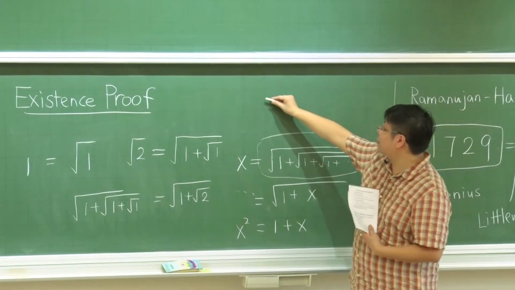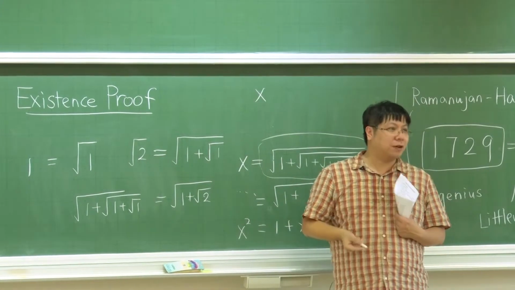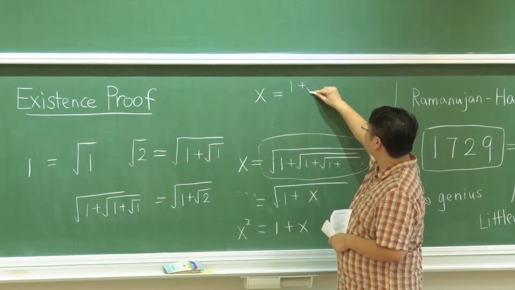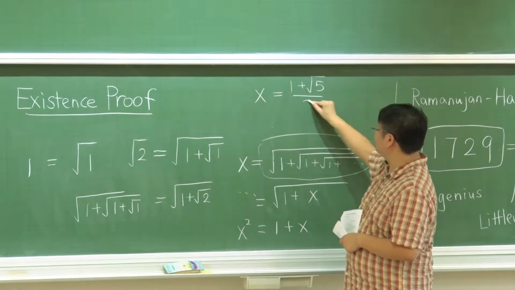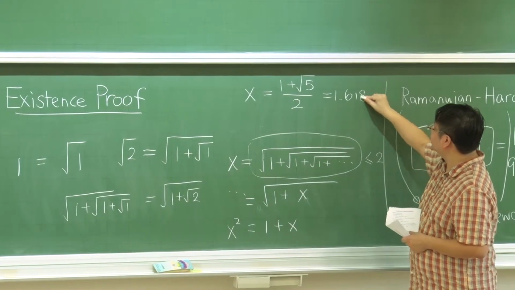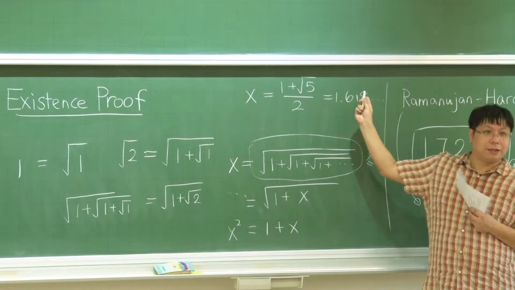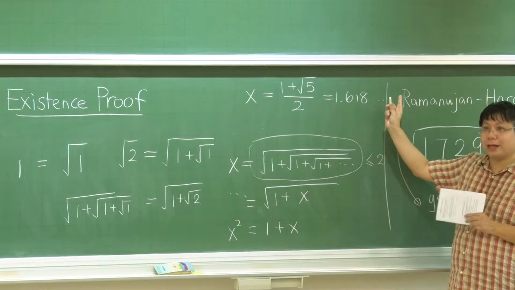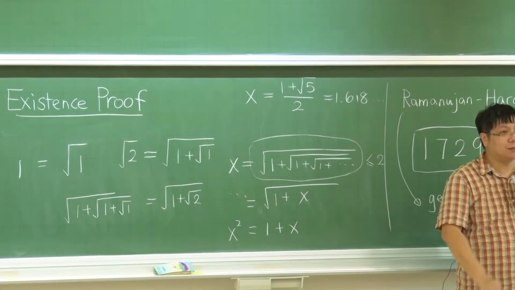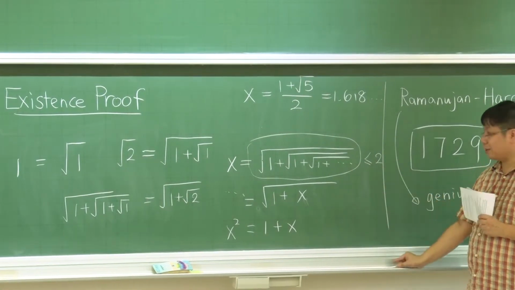Then you'll find there are two possible roots for x. One of them is positive, one of them is negative. So one of them is equal to (1 plus square root 5) over 2. This is equal to 1.618..., and this is the golden ratio. Okay, so it will grow and then grows up to this golden ratio. Now for this one, you can solve it.